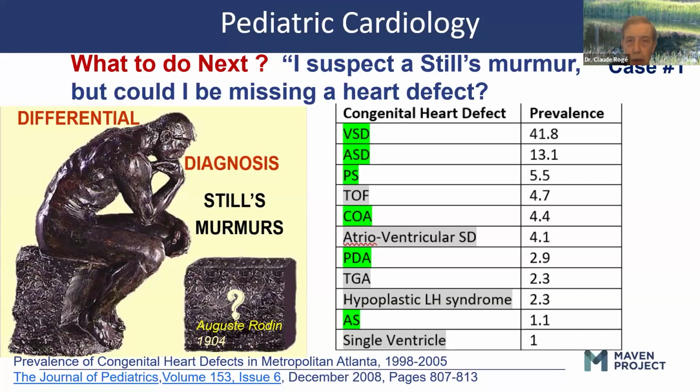It would be quite a different murmur: a pretty harsh murmur, pansystolic, going from S1 to S2, and it doesn't change with position. So that's a very different type of murmur. You will not miss that. So the second condition is an ASD.